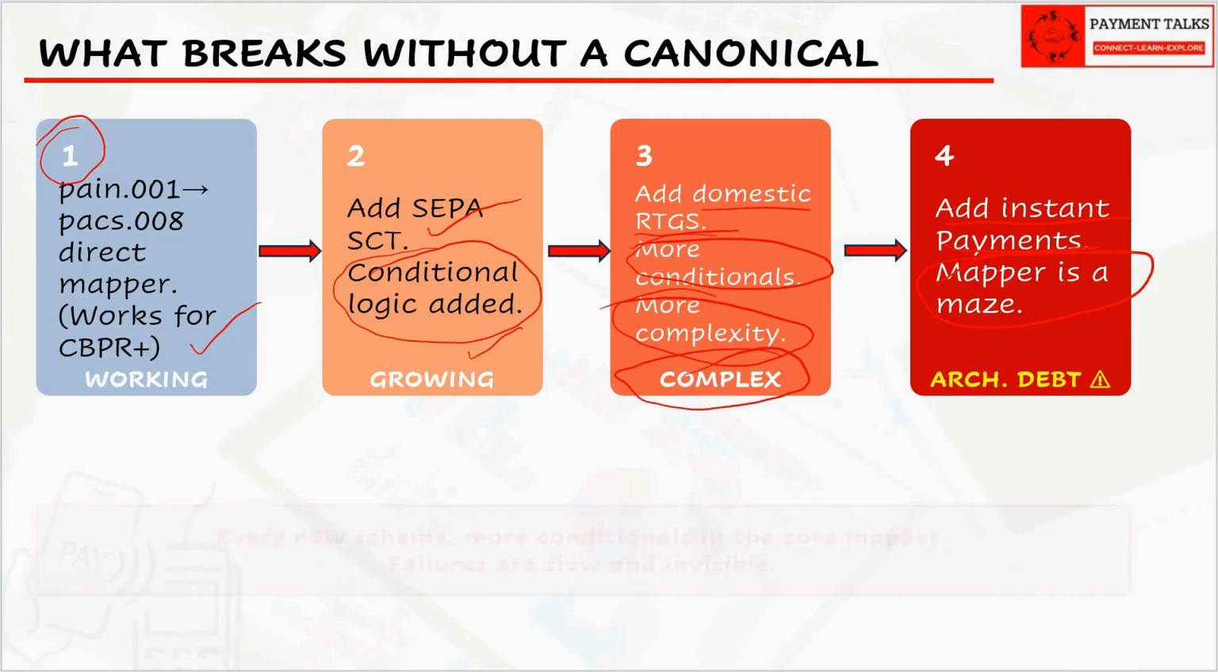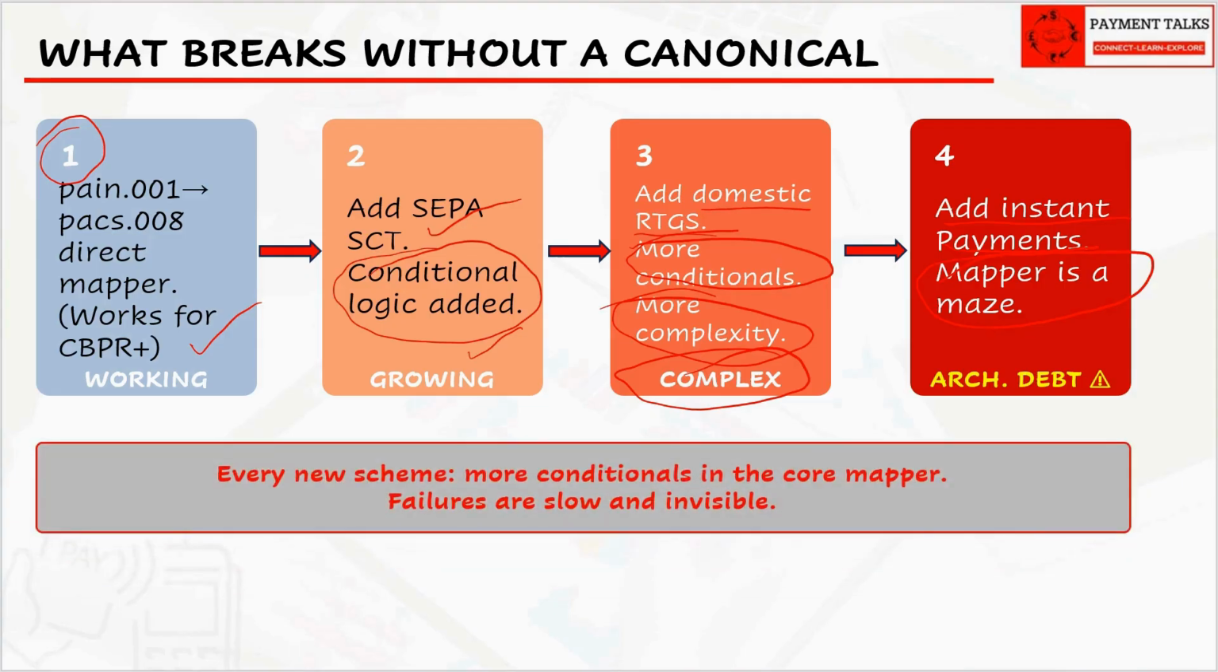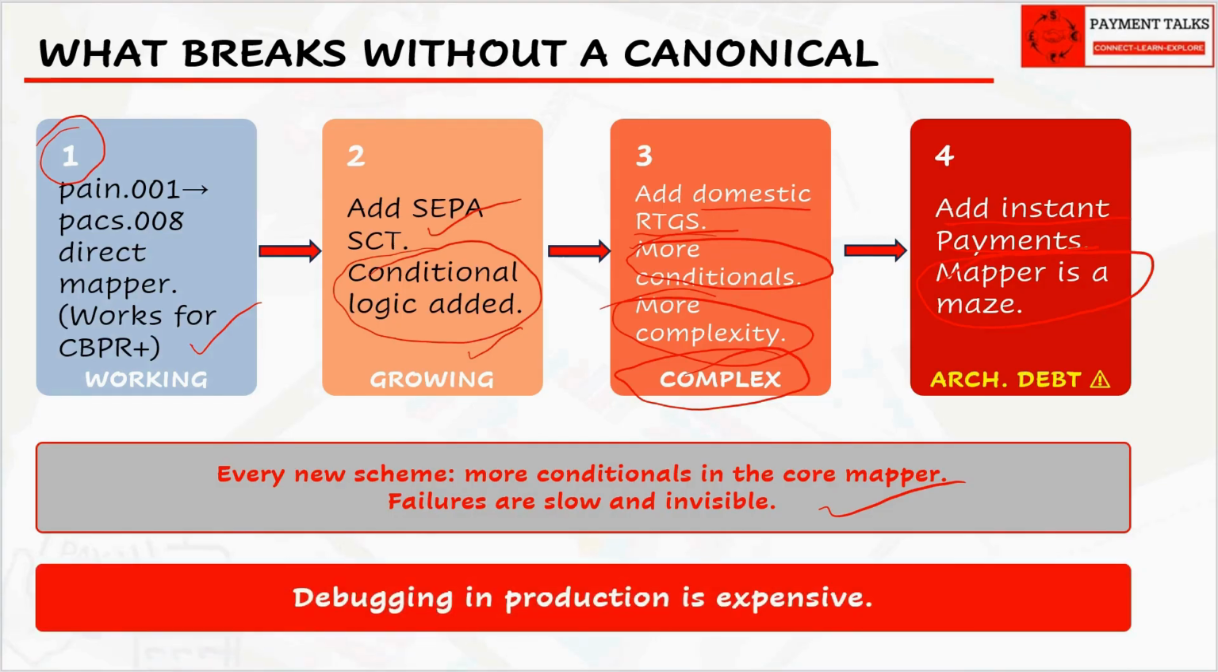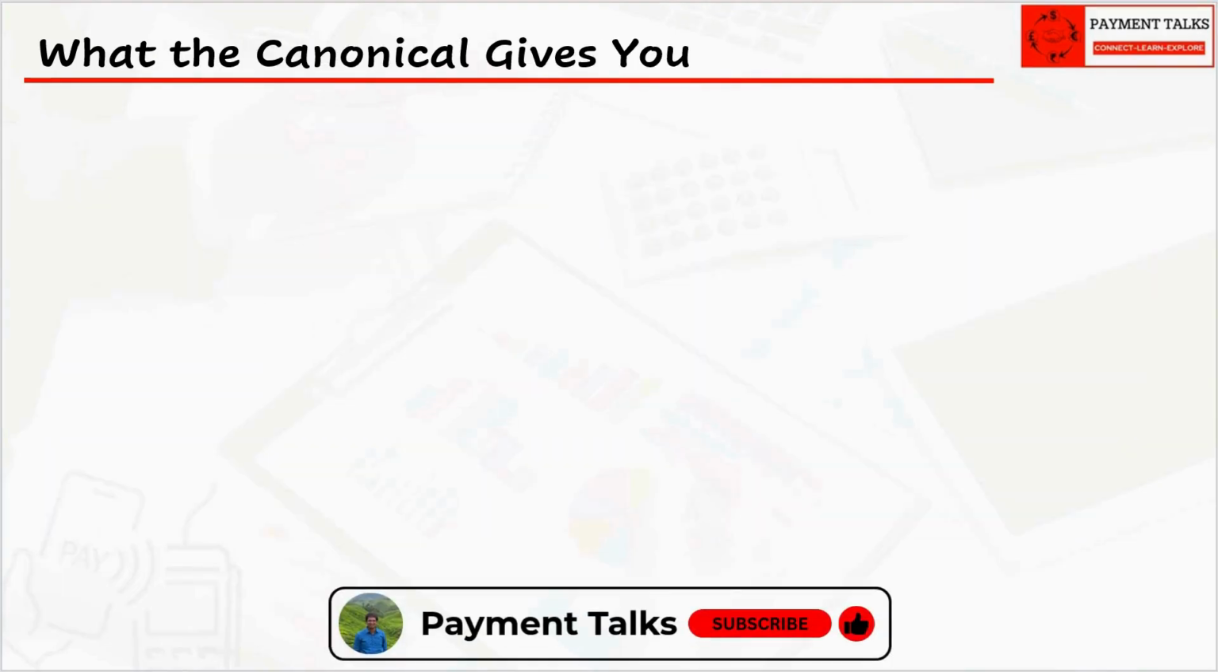Every scheme adds more conditional branches to the core engine. Every regulatory change risks breaking the logic for another scheme. Debugging a failure in production means tracking through all of that. And the failures are not always loud. Sometimes the wrong value makes it into the Pacs.008 silently. The canonical instruction solves this cleanly.